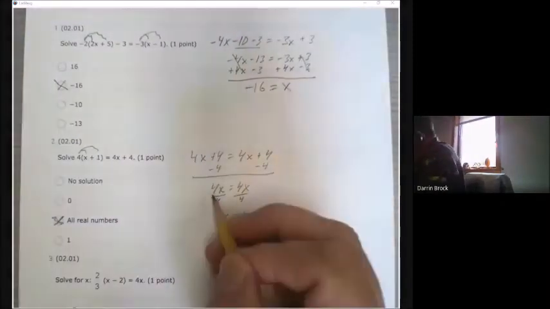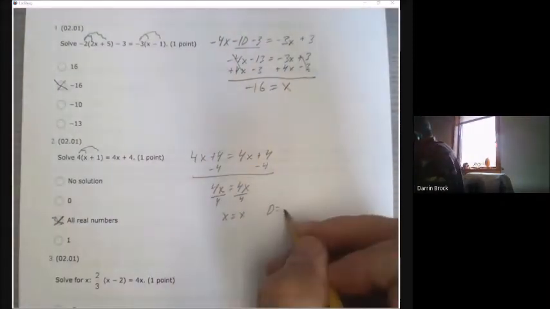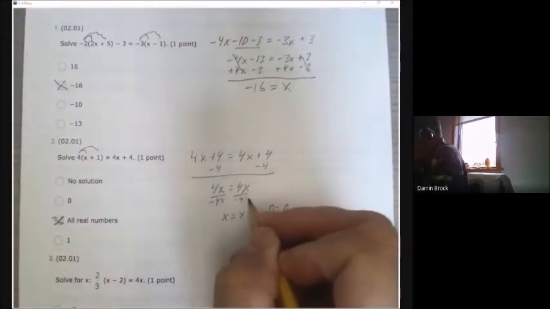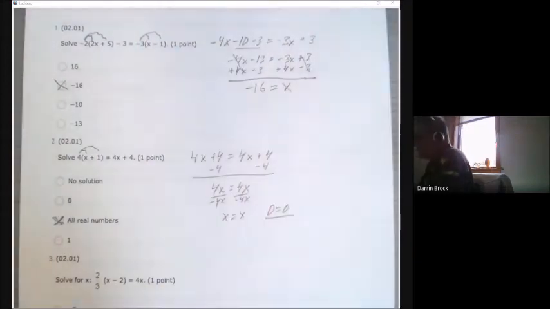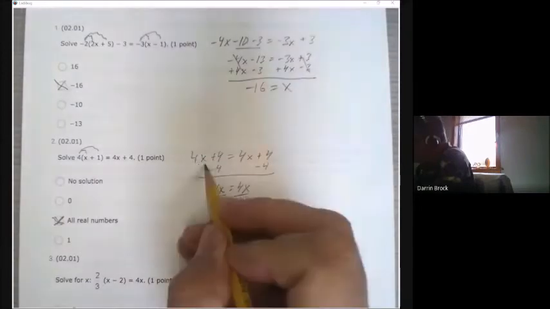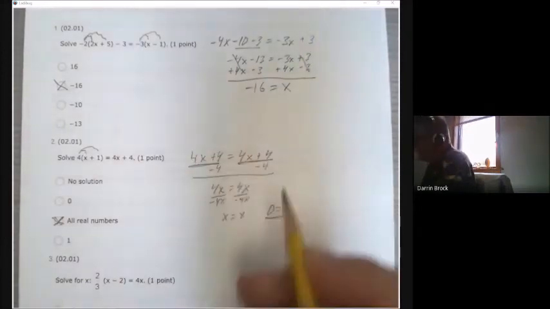We could have subtracted 4x from both sides, and we have 0 equals 0 if we subtracted 4x. And still, that's a true statement. So it doesn't matter what x is. x can be any number, and 0 will always equal 0. But I just simplified it to say that when we have the same thing on both sides, that means it doesn't matter what x is.